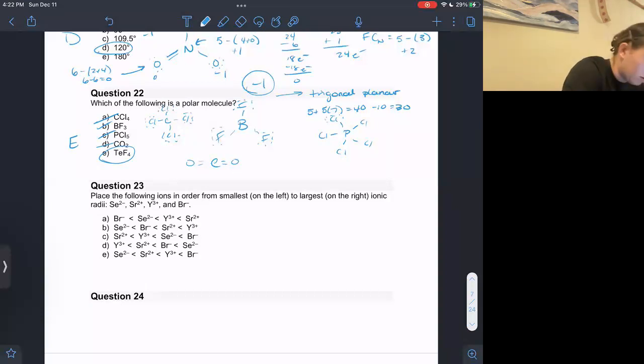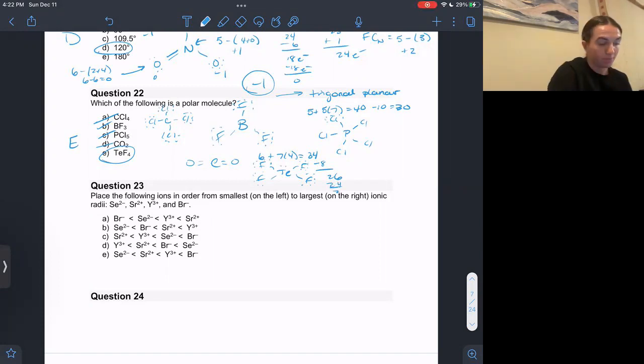Okay, this would be 6. I guess I'll prove it. 6 plus 7 times 4. That's 34. So I have Te and 1, 2, 3, 4, 5 F, minus 8. I guess this could be 26. Then if I did 1, 2, 3, up to 24. So I have 2 left over. Yeah. Lone pairs on the central atom is going to make it polar. Yeah, definitely polar. This one is polar.